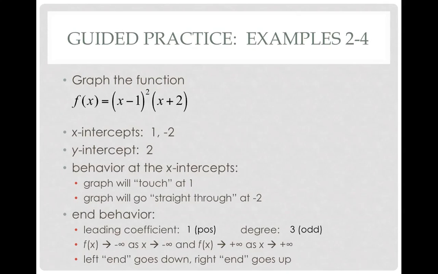All right, so here are the results that you should have gotten. Our x-intercepts would be at 1 and -2. If we put 0 in for x, we should get a y-intercept of +2. We would expect our graph to touch the x-axis at 1 because that is being used as a 0 twice. And we would expect the graph to go straight through our x-axis at -2 because -2 is only being used once. And then we have a leading coefficient of 1 with a degree of 3, so we would expect our left end to go down and our right end to go up.